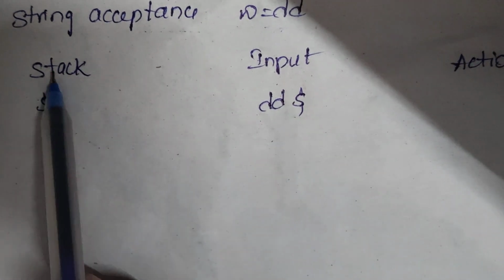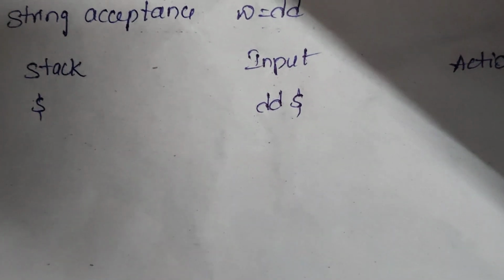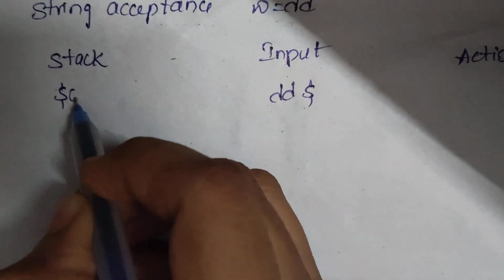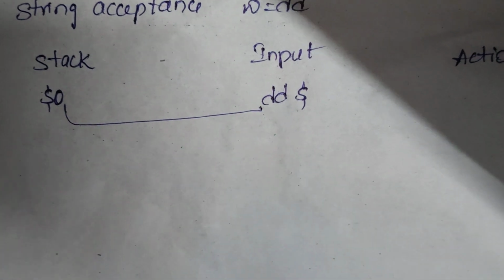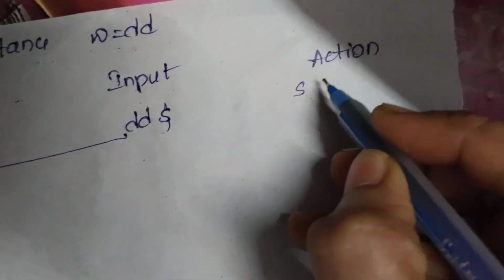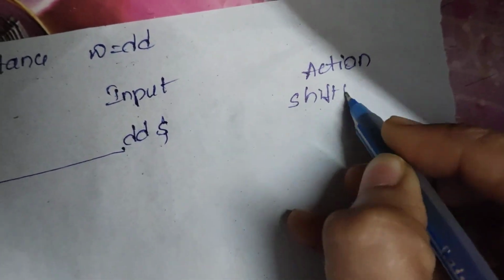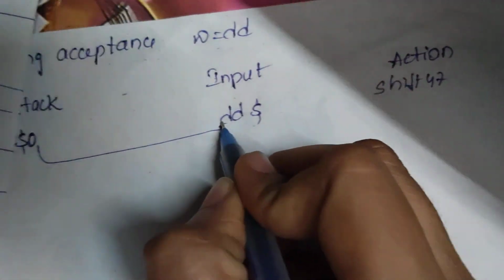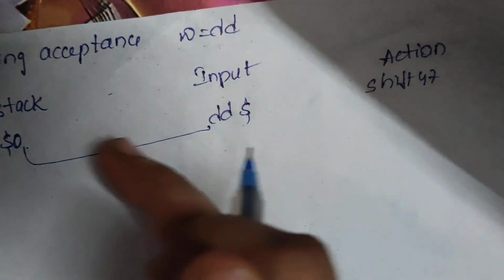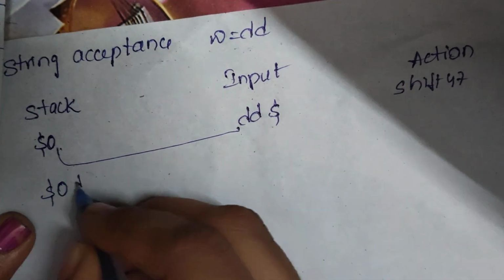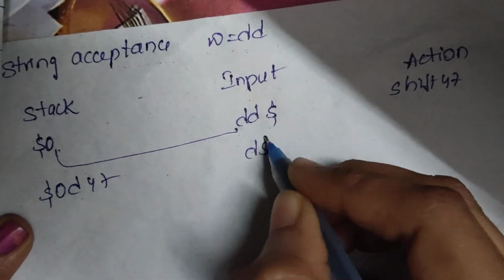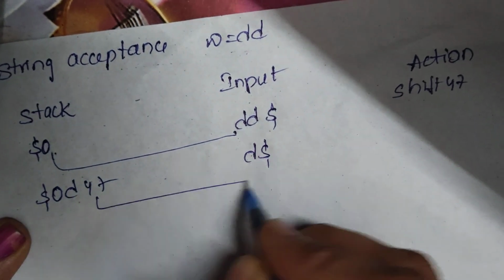Okay, so the stack starting element will be 0. So 0 and D, what is 0 and D? So 0 and D is shift 47. So you need to write full shift 47. So this D will be shifted this side and 47 also will be shifted this side. So $0 D 47. So remaining D and $.